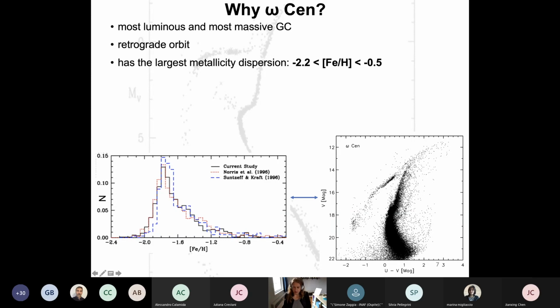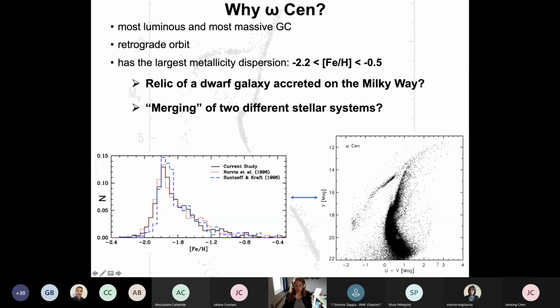And then here you have the different turn-offs, and then you have the main sequence, which has a very, very large color spread, right? So maybe this is also an indication of metallicity spread. But shall we see a separation between the different main sequences belonging to the different populations? I will show you later.